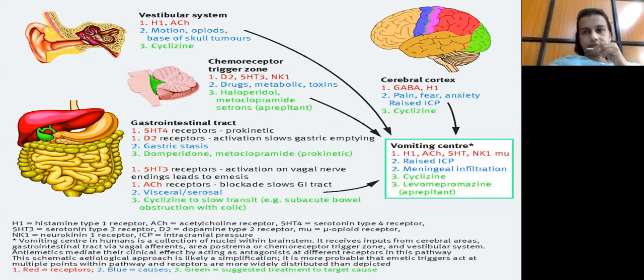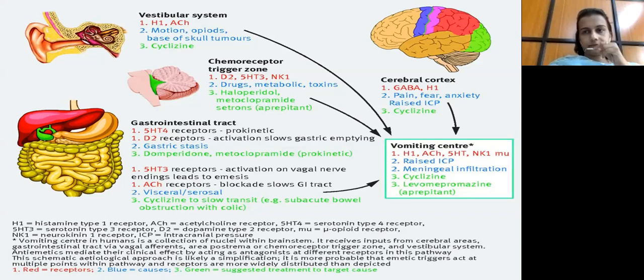So the reason could be visceral and serosal reasons, and cyclizine will slow the transit. This slide shows that both cyclizine and metoclopramide will act at the GI tract, but they're antagonistic, and that's the reason why both of them are not advised to be given together, because one will antagonize the effect of the other. One is a prokinetic, and the other one will slow the gastric tract. The cyclizine is used for subacute bowel obstruction with colic. If there's no colic, we go for metoclopramide.